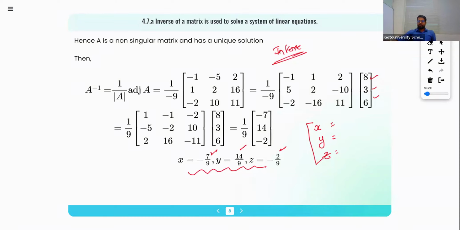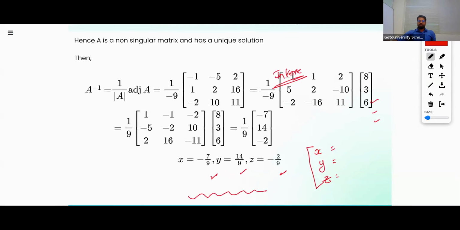Okay, that's all about determinants. So let's quickly have a summary of what we learned in the past 2 classes on determinants.